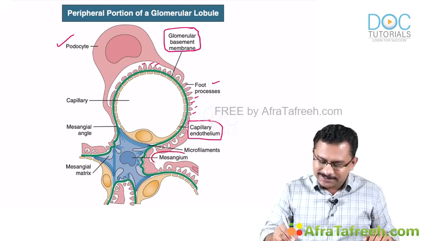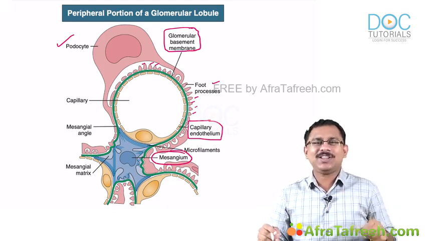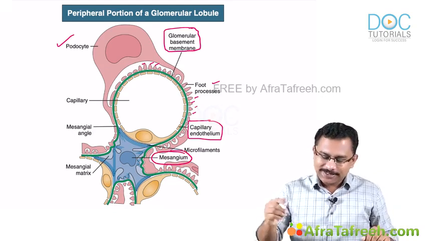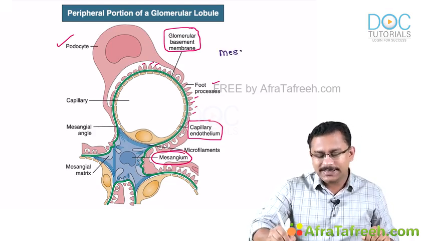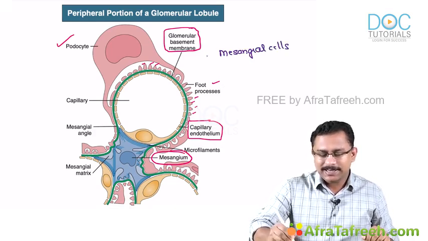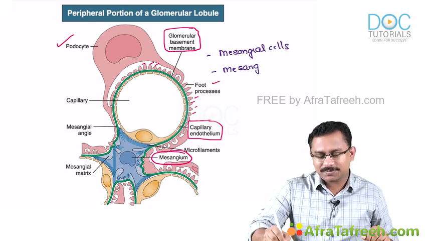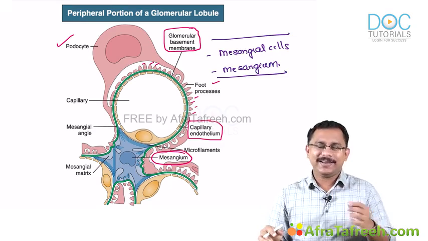The one that is highlighted in blue is your mesangium. So let's focus on the mesangium here. As I told you earlier, the mesangium consists of mesangial cells, as well as a matrix of your mesangium, the mesangial matrix.